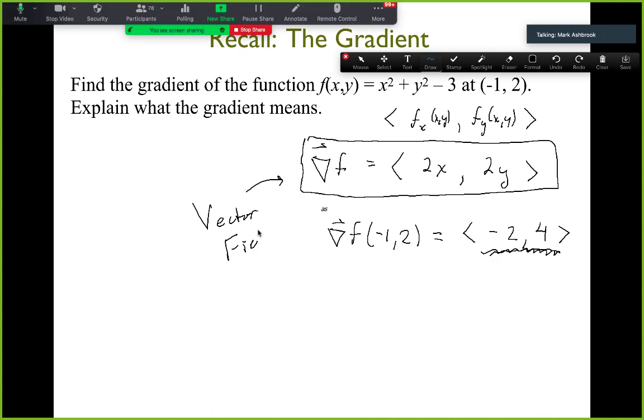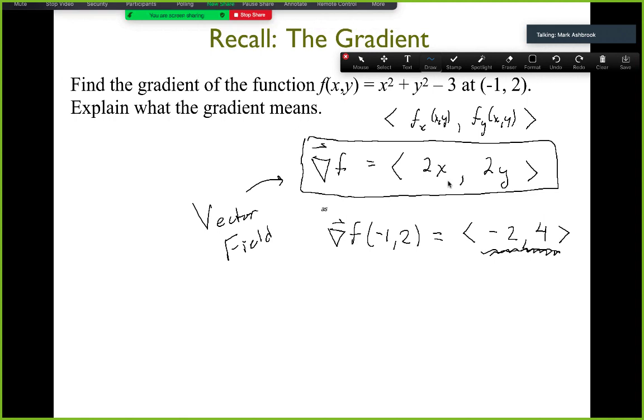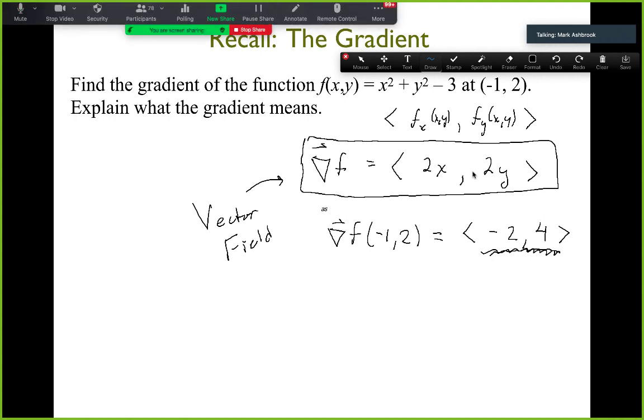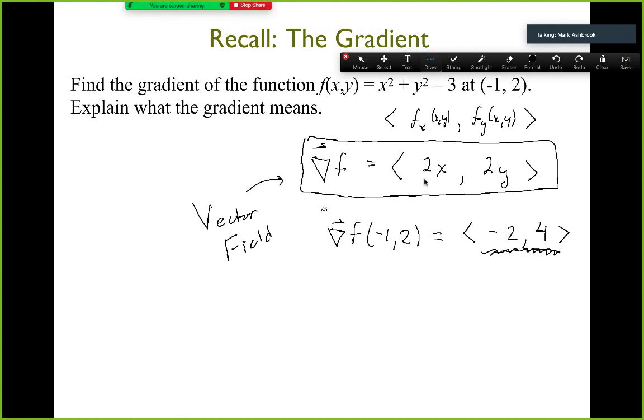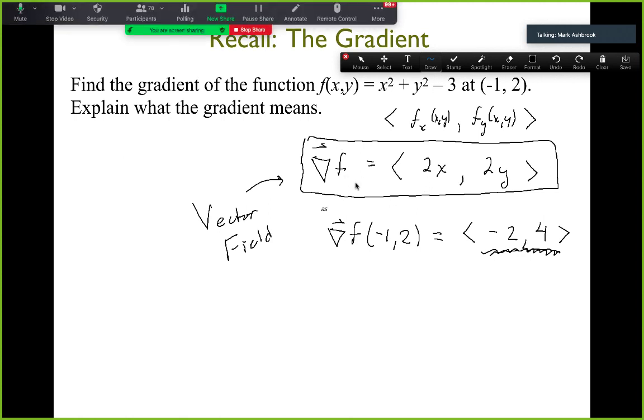So when we were doing gradients, when you just found the partial derivatives and didn't actually plug in and just left them as functions, now we have a vector field. At any point x, y, there's an associated vector with that point. That's a vector field.